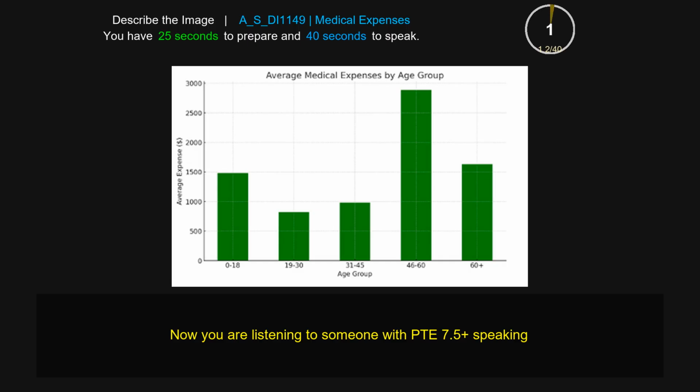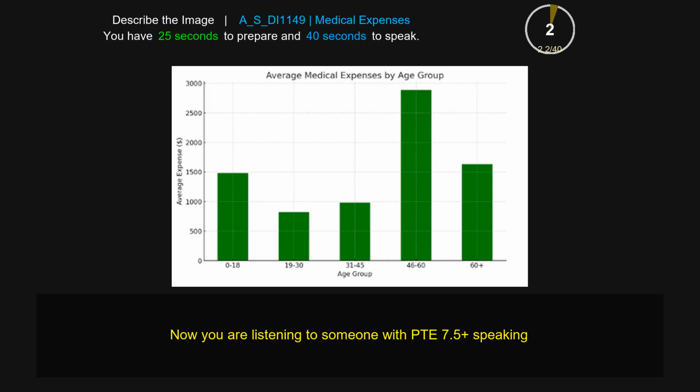Average medical expenses by age group was the main topic of the bar graph. Average expenses and 2000 was the left side of the image. 19 and age group was the bottom side of the image. 18 and 13 was also mentioned. 46 and 60 was also highlighted. 500 and 1000 was also mentioned. 18 and the 500 was the highest element. 90 and the 200 was the lowest element. To conclude, this picture gives the information about average medical expenses by age group.